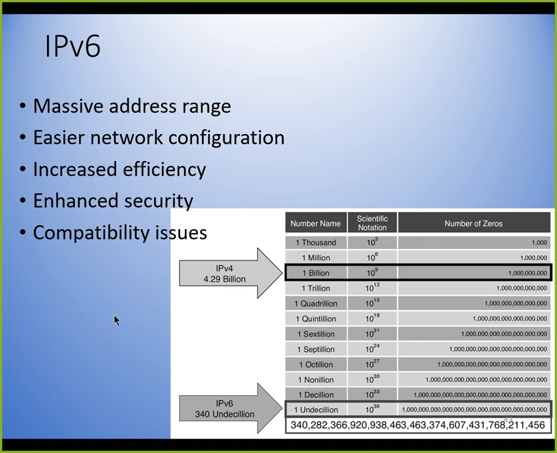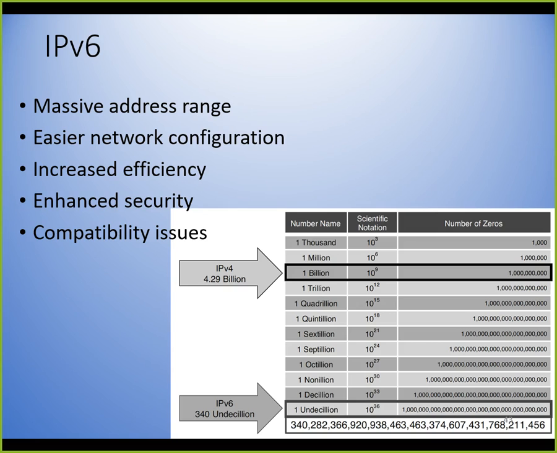So IPv6, and this was a question a little bit earlier, what's the difference? The massive address range is the big one. IPv4, 4.29 billion addresses. That's a lot of addresses. They're all gone. They're all in use. IPv6, 340 undecillion. That's the number at the bottom of the page. One of the numbers that I've heard is that every human who's ever lived could have 5,000 addresses. It is more efficient. It has more security.